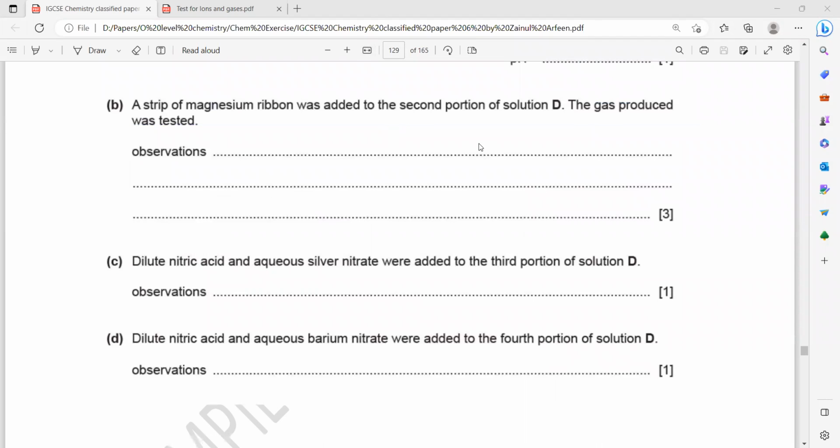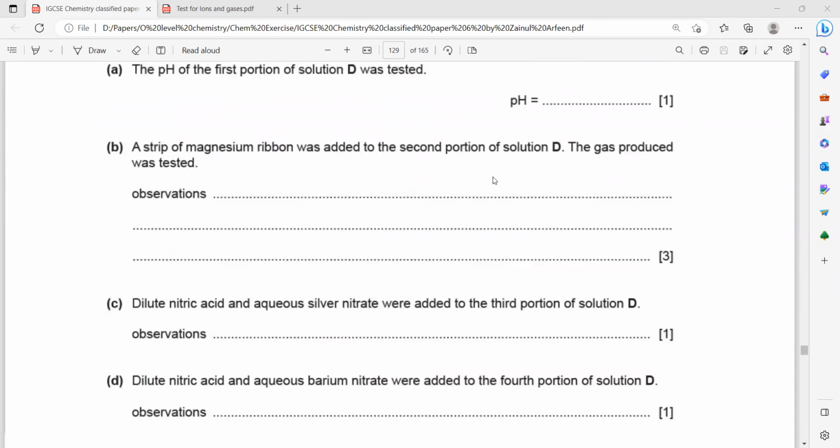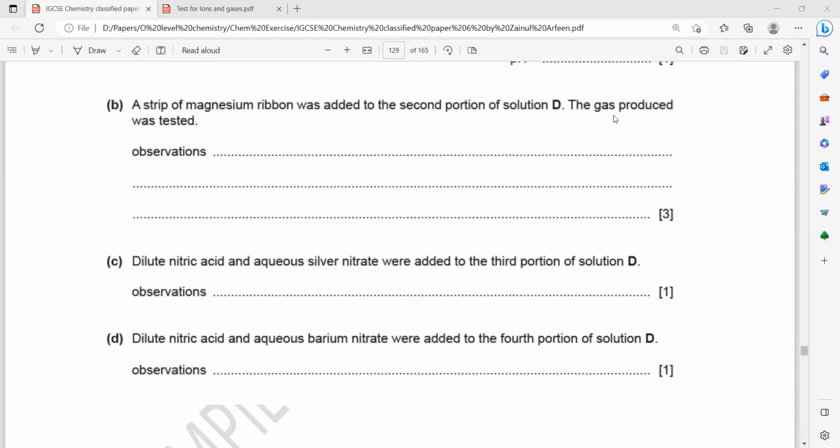A strip of magnesium was added to the second portion. So we have a sulfuric acid and a gas was tested. You can use a screen annotation, chat, or a mic to answer. So what is the observation? Try to explain the pop sound, because it's a hydrogen gas. Effervescence will be there. So the first observation you have to mention is fizz, bubbles, effervescence.